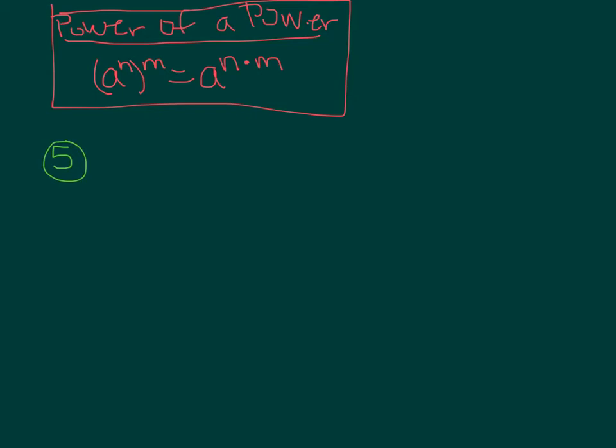So an example would be if I have 5 to the 2nd to the 3rd, this is actually the same thing as 5 to the 2 times 3, which gives me 5 to the 6th power.